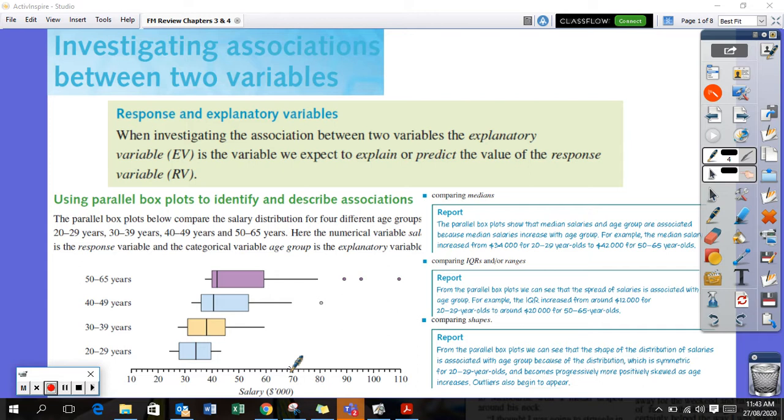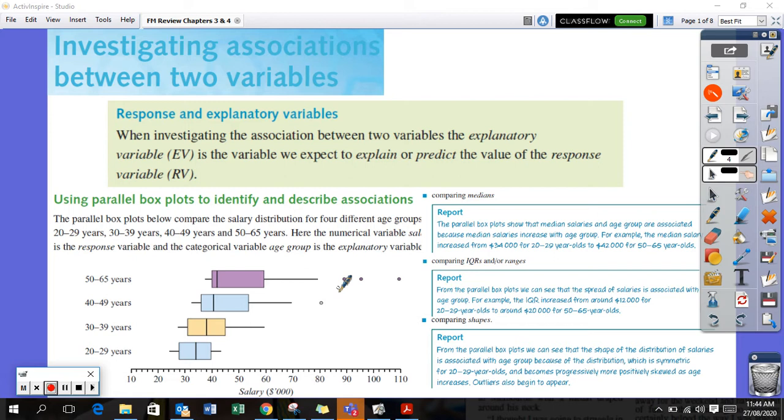different types of data, categorical data compared and numerical data combined. Here we've got some box plots with some categorical data, the categories of the ages, and some numerical data with the salaries along the bottom on a number line.